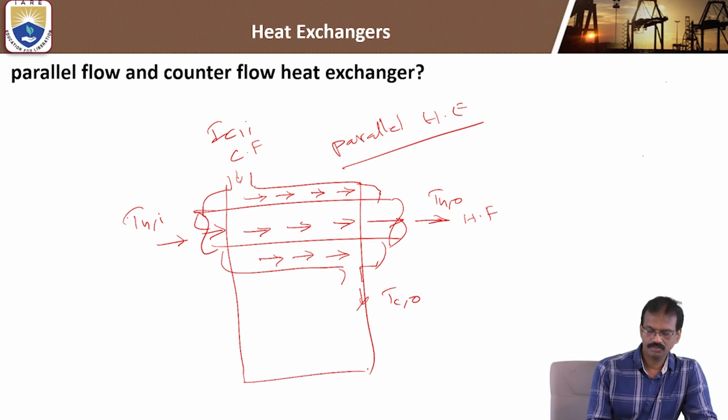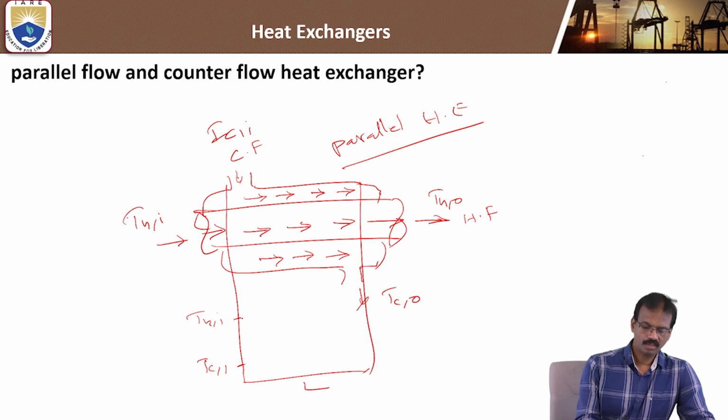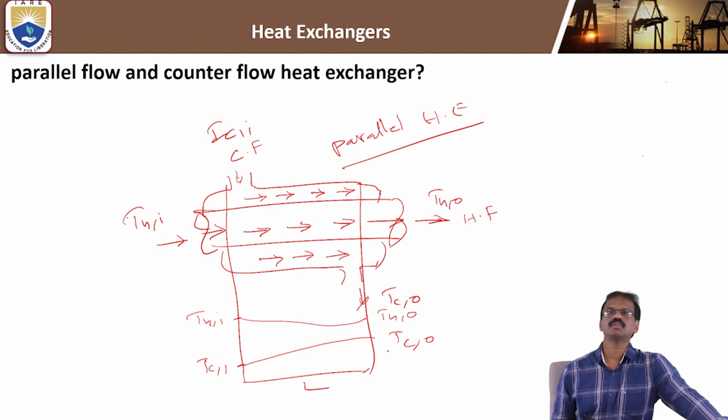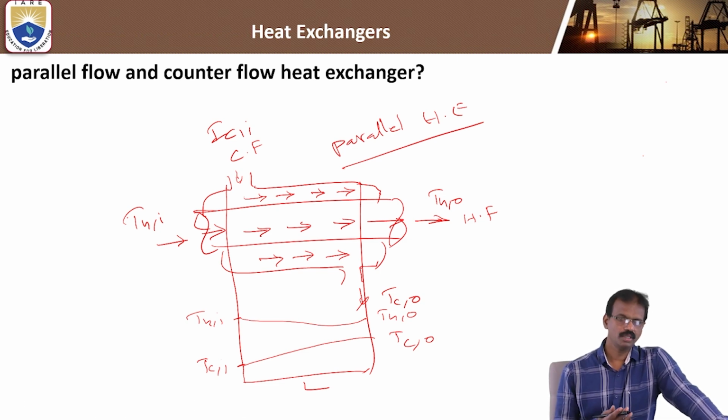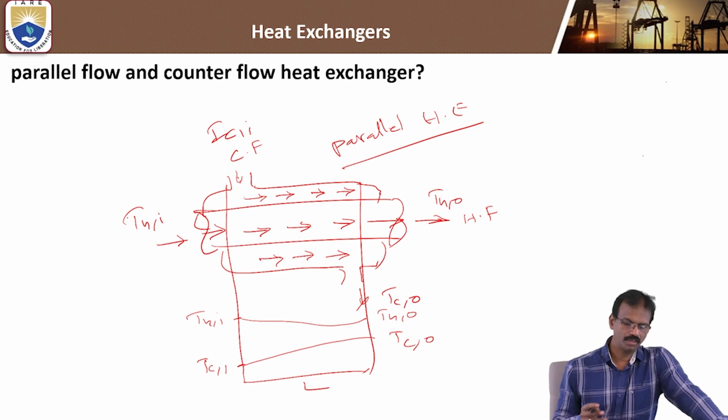You can see this diagram like this one, if you draw the graph. This is the length of the heat exchanger, this is L. Hot fluid enters here, cold fluid enters here. Hot fluid temperature will decrease, cold fluid temperature will increase. Th_i, Tc_i, and Th_o, Tc_o. Because heat transfer takes place from the hot fluid to cold fluid, the outlet temperature of cold fluid increases and the outlet temperature of hot fluid decreases.